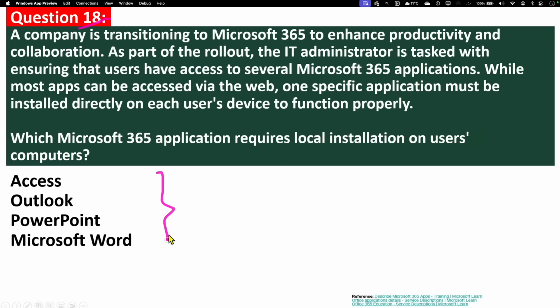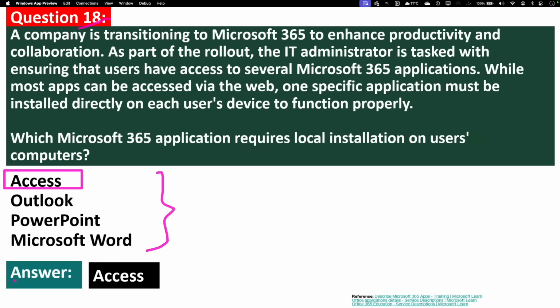Which one of the apps mentioned here do you think needs the local installation? The correct answer is Access. Microsoft Access is a Microsoft 365 app that needs to be installed on a local computer to be used by a licensed user. So what is Microsoft Access? Microsoft Access is a database management system that is part of the Microsoft 365 suite.